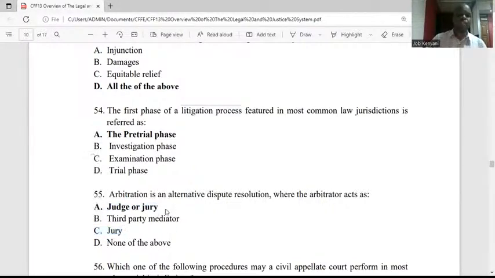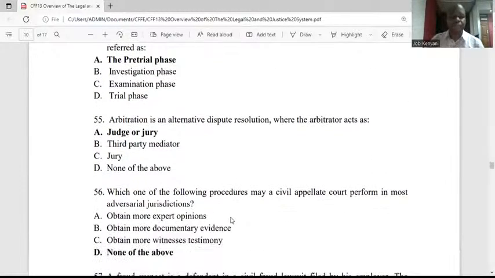A judge or a jury. I think these are valid answers. He acts as a person who can give the final verdict, so judge or jury. He's not a third-party mediator. A third-party mediator is the one likely involved under mediation. We've looked at alternative dispute resolution mechanisms in detail.